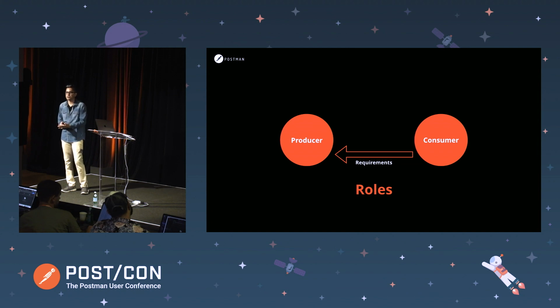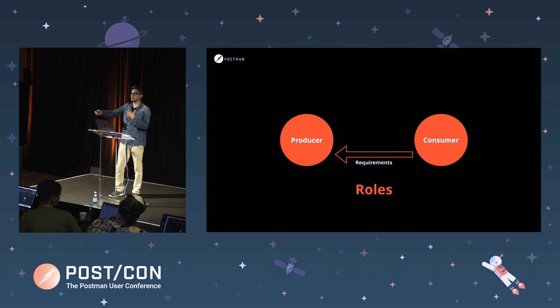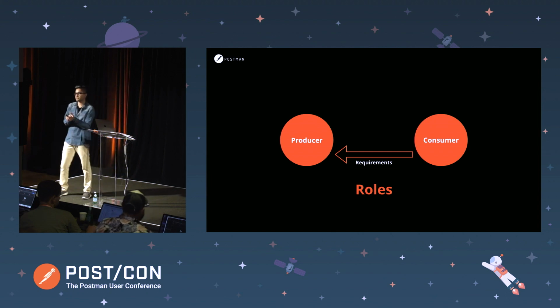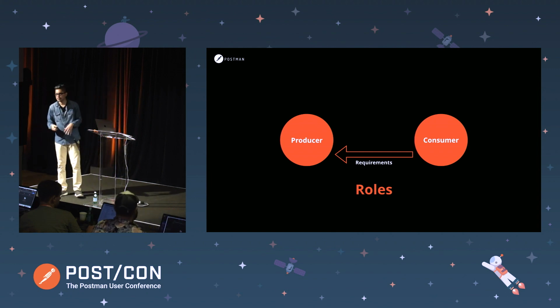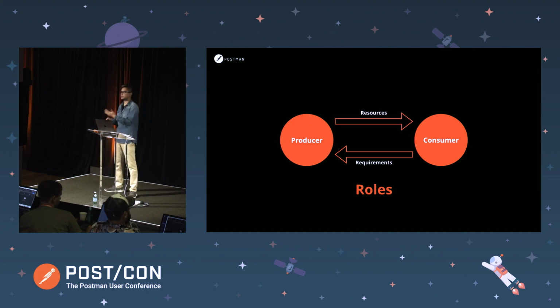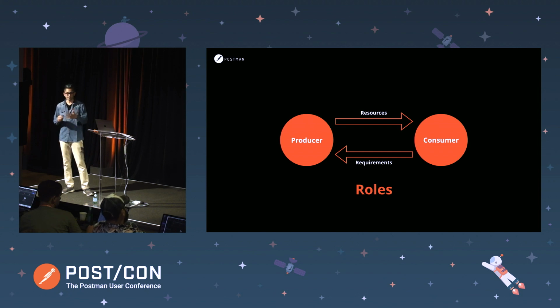So if you know what your users need, whether it's an internal API or an external API, you have to treat your consumers as first-level citizens. Just because you're building an internal API does not mean that you treat them any less. So based on these requirements, the producer is the one who actually creates the resources for the consumers to consume.